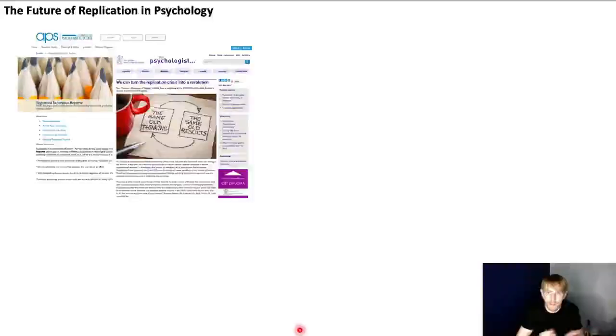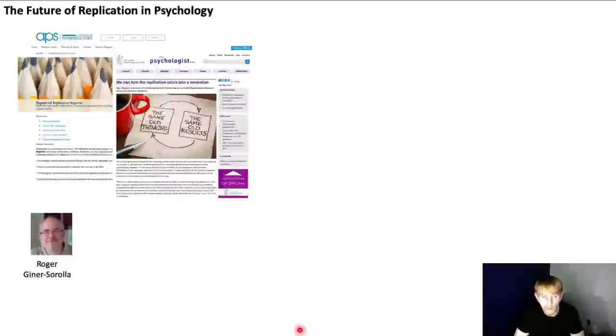And of course, the BPS as well. They've identified that now we know that there's an issue with the replicability of our research, and we kind of know the reasons why, questionable research practices and so on, that now is an opportunity to really improve our psychological science. And we are starting to see this. This is Roger Giner-Sorolla.